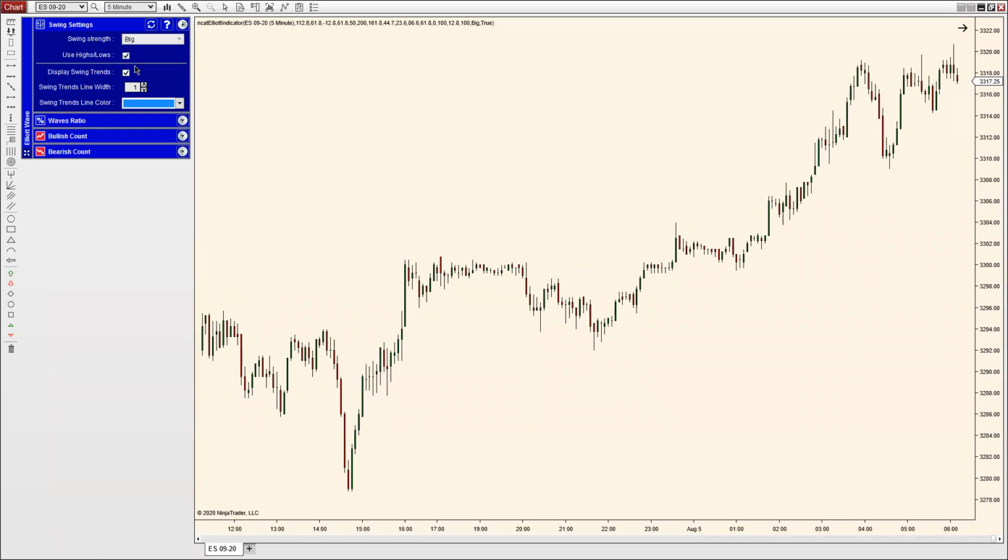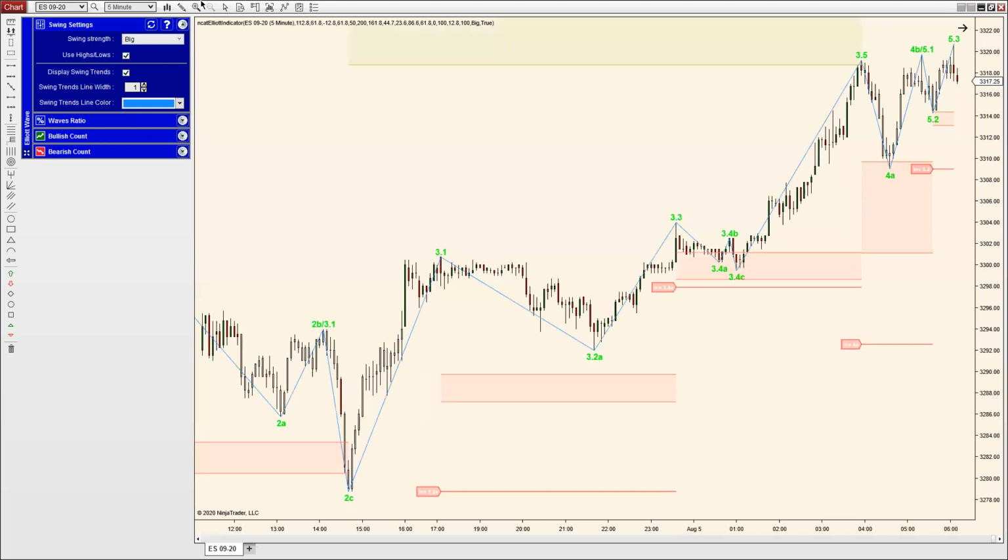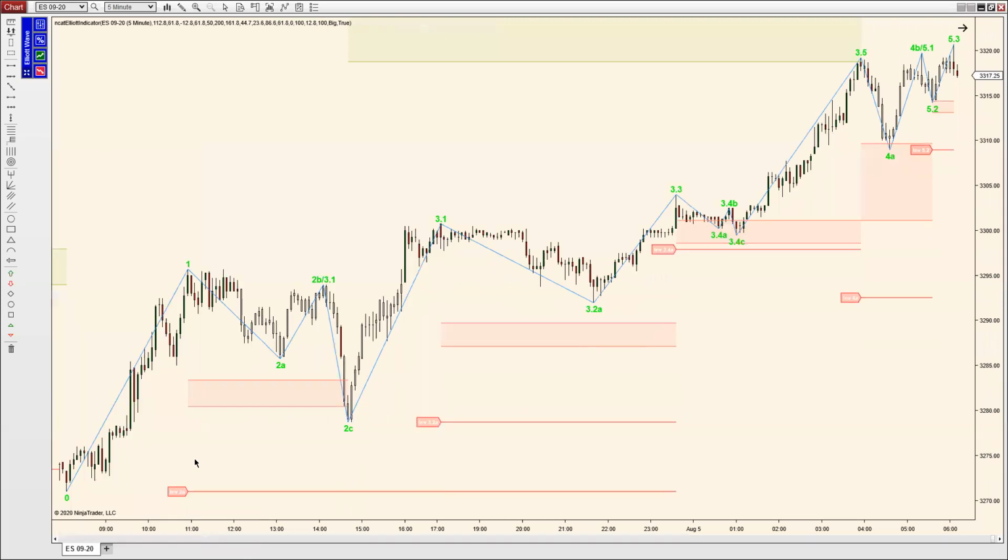But you have the swing strength here. You can use highs or lows or open and closes. If you just hover your mouse over, it tells you exactly what it does. All right, so on the smaller time frame, I like to use bigger swing strengths. I want to see bigger swings that it's calculating on the lower time frames because I don't want to see every little swing on a 5-minute being calculated. And I'm just going to go ahead and right-click on there. Let's go ahead and close this down.